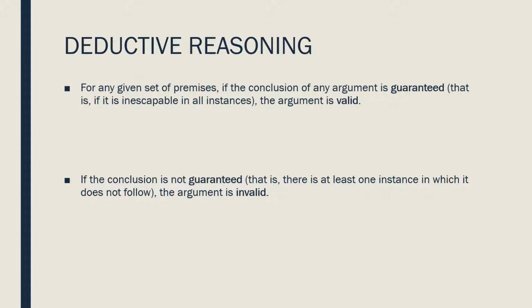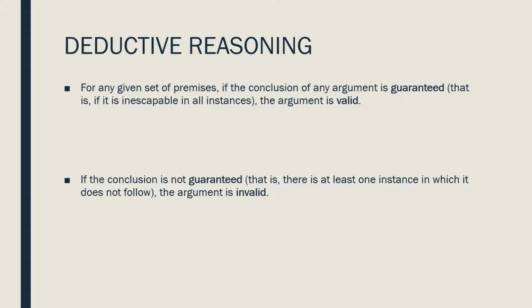Now let's talk about valid or invalid. Don't confuse valid and invalid with true and false, because those aren't the same things. So it says, for any given set of premises, if the conclusion of an argument is guaranteed, that is, it's inescapable in all instances, then the argument is valid.